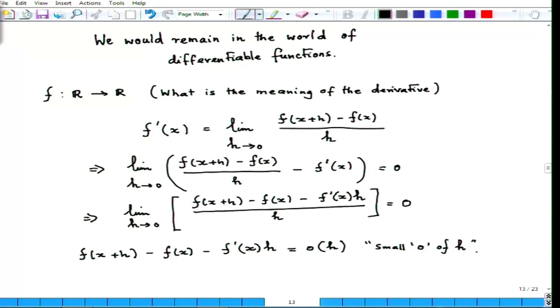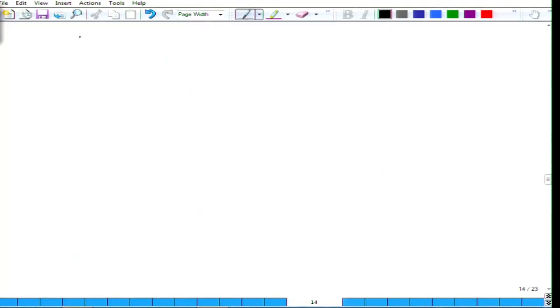Now, this actually means that any quantity is called small o of h if this is true. So, of course, the derivative also leads to the following expression, which is called the first order Taylor's theorem.